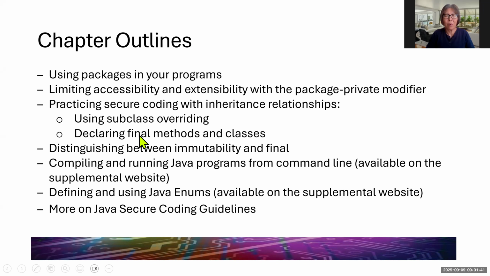So how are we going to use subclass overriding to increase secure coding? And how do we use final methods and classes to also achieve a certain level of secure coding requirement? And we will also explain the difference between immutability and final. Some of the sections in this chapter are not in the textbook, but you can find them on our supplemental website on GitHub.